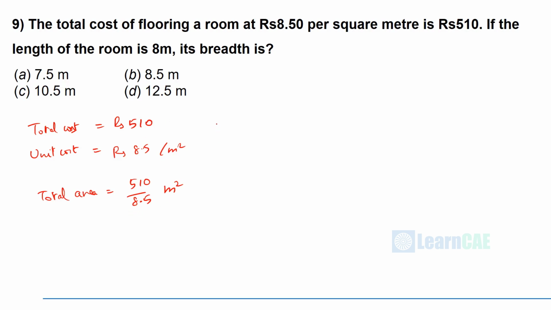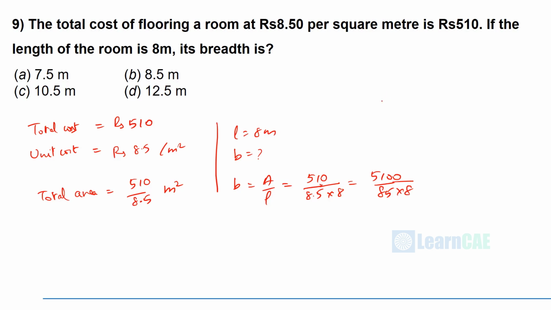Now the length is 8 meter. What is the breadth? So we have to find out breadth is equal to area by L. Area is 510 by 8.5, into 8. So we shall divide this. We can change this to 5100 by 85 into 8.